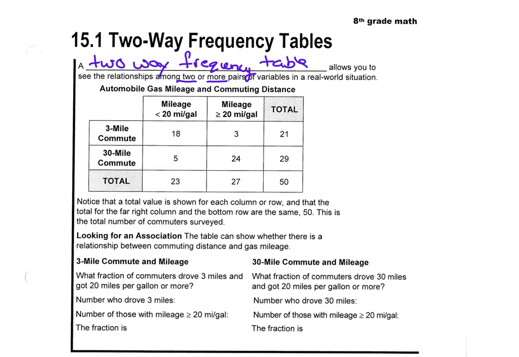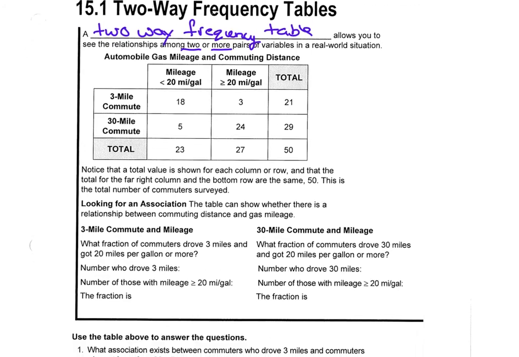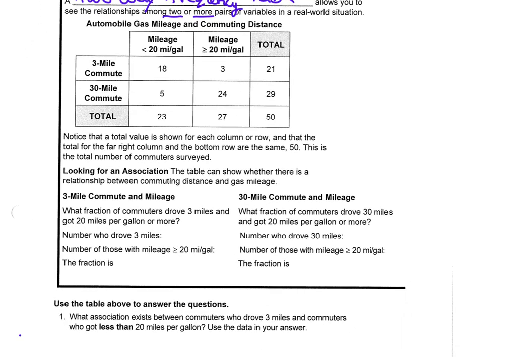So we have automobile gas mileage and commute distance. We're comparing mileage with commute distance. Notice that the total value is shown for each column or row, and that the total at the far right of the column and at the bottom of the row are the same, which is 50. So that means that there were 50 total commuters that were surveyed.